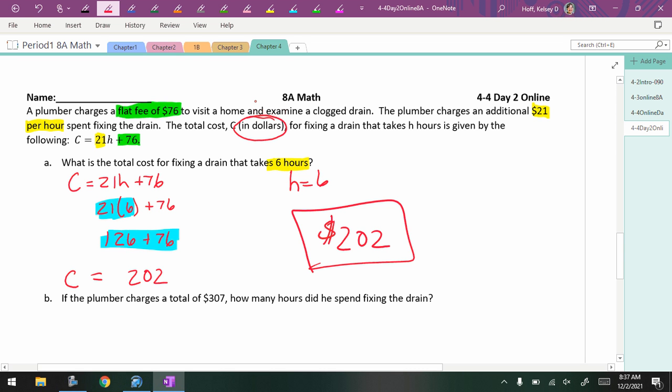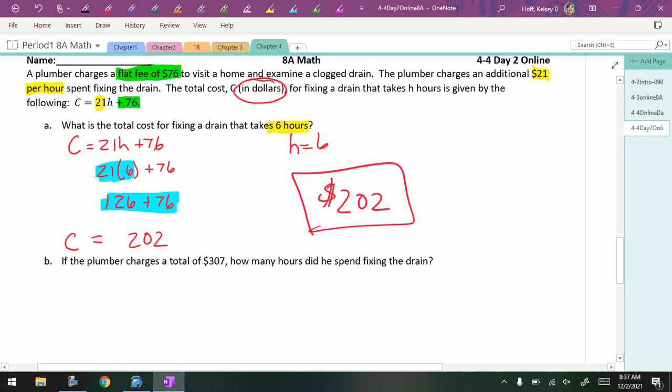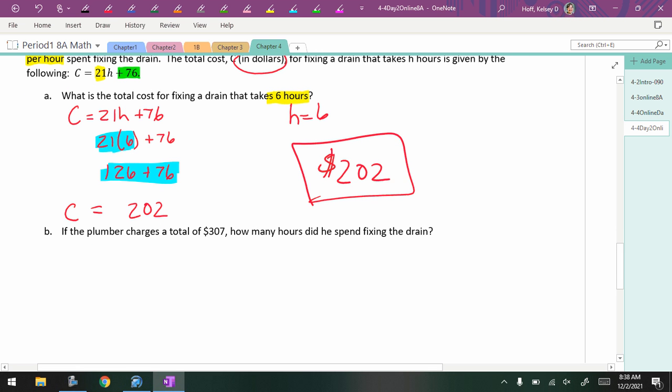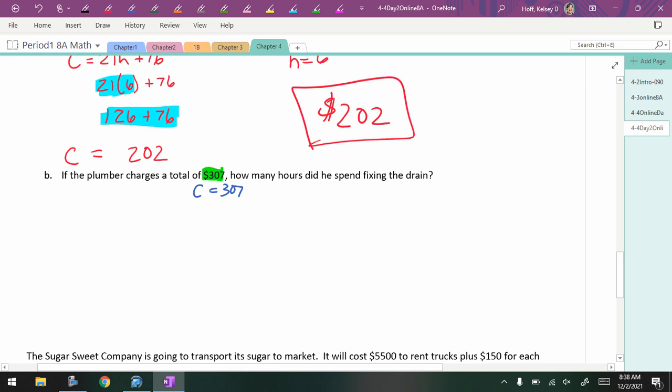Okay. A plumber goes to a different job, or the same plumber but goes to a different house. He charges $307. How many hours was he there spent fixing the drain? So in the last one, Pedro said, hey, 6 is really our H, it's our hours. This time they gave us 307. What is that this time? That's our cost, or in other words, our C, right? So now we have to take our equation, C equals 21H plus 76, and we're going to put 307 in for C. 307 equals 21H plus 76.